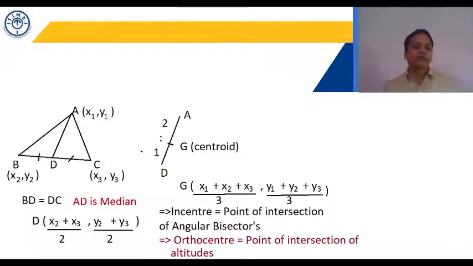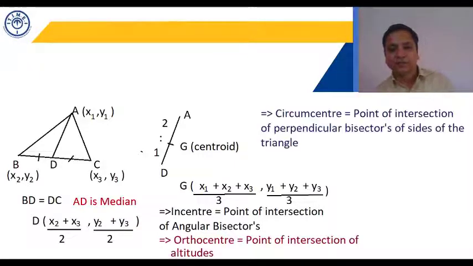Centroid is the point of intersection of medians. And how to calculate the coordinates of the centroid is the formula we have written above: (x1 plus x2 plus x3) by 3, (y1 plus y2 plus y3) by 3.